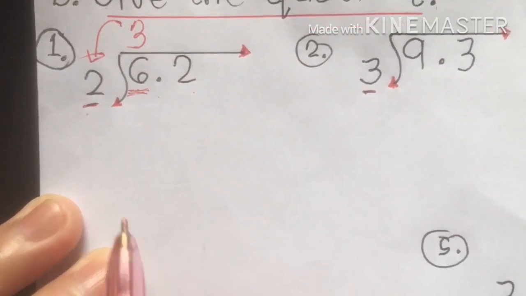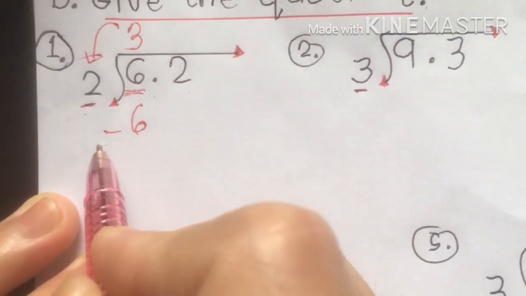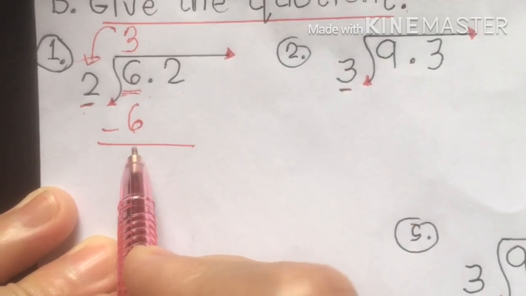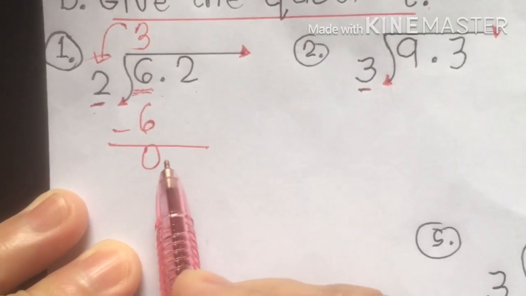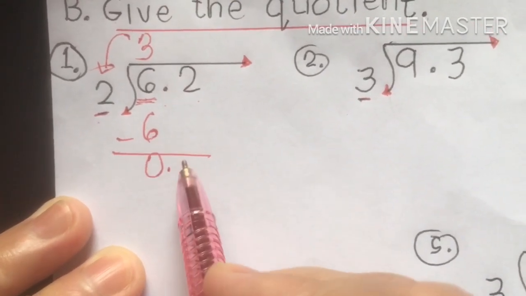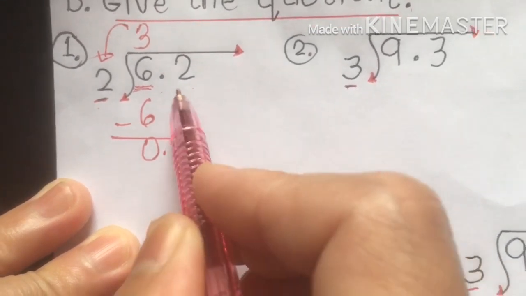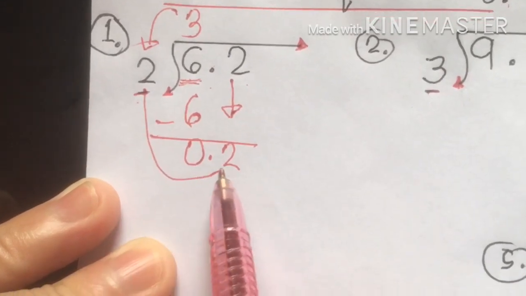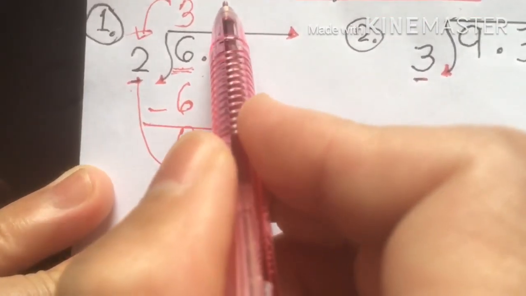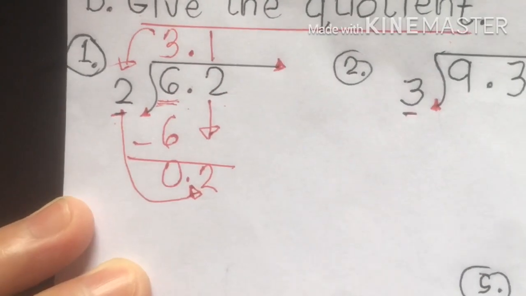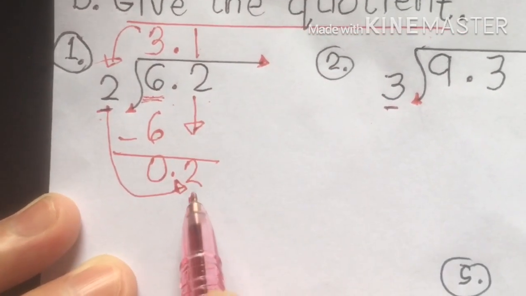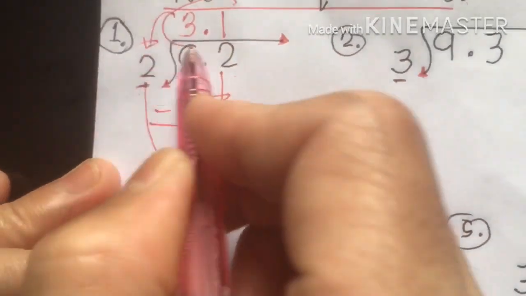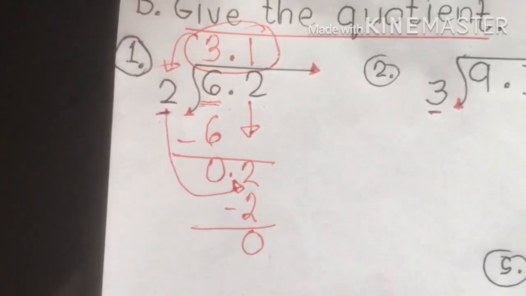Multiply that. 3 times 2. The answer is 6. Okay, which we are going to subtract. 6 minus 6. The answer is 0. I'm going to put 0 here. Then bring down the decimal places. We are going to next bring down the next number being divided. 2 divided by 2, my dear viewers, the answer is 1. And don't forget to write the decimal places. 1 times 2, the answer is 2. Subtract, 0. So therefore, our answer for number 1, the quotient, is 3.1.